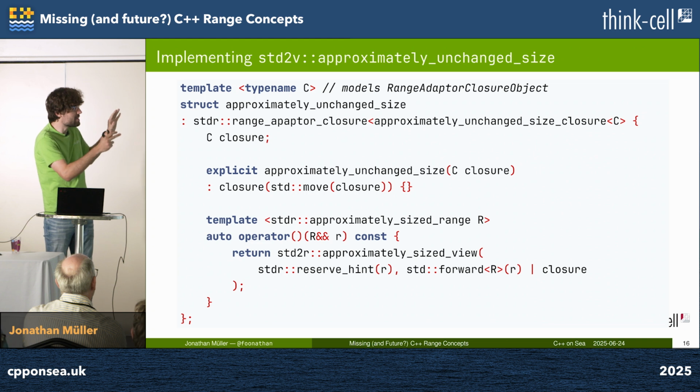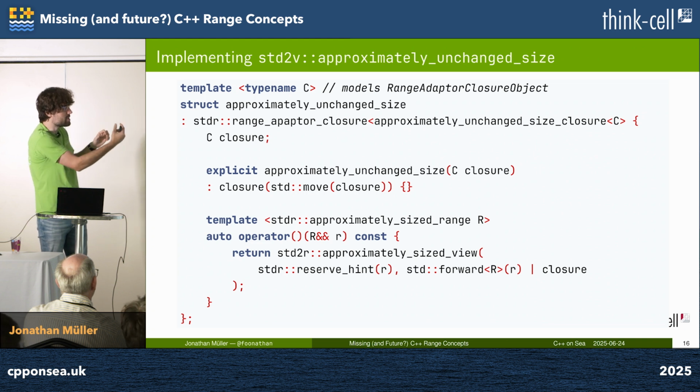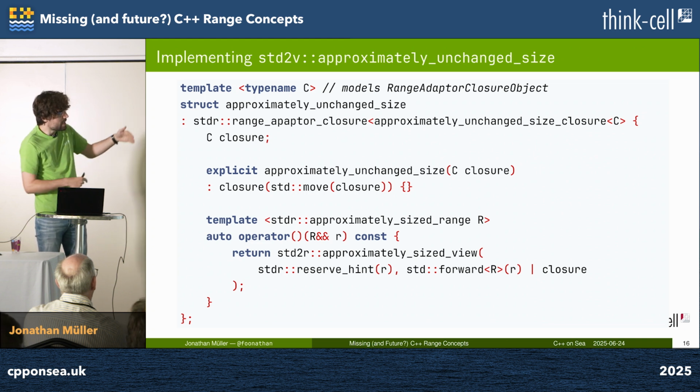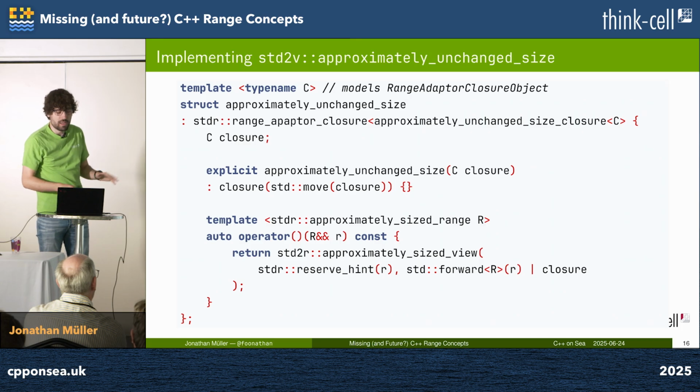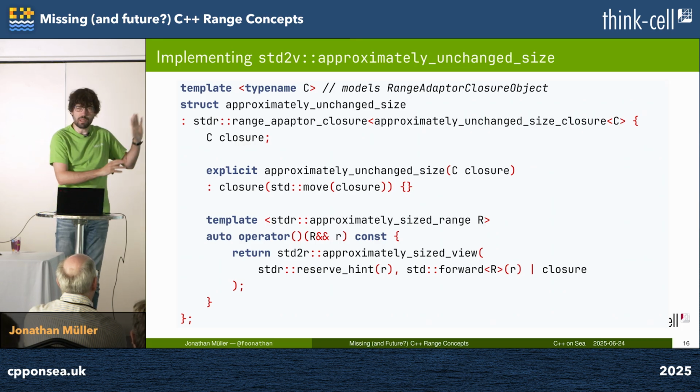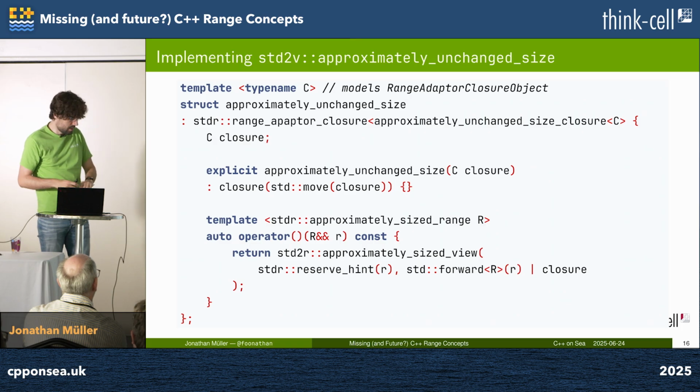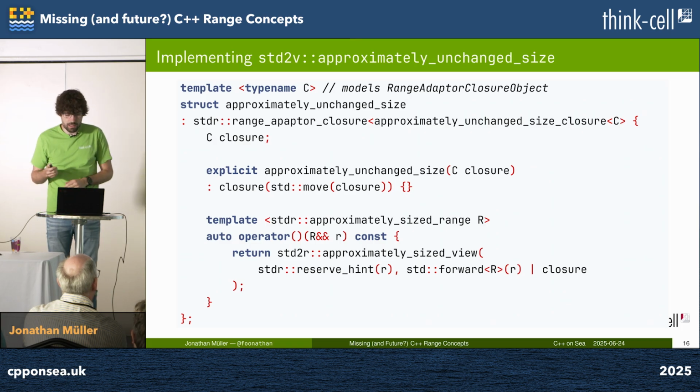But the idea is we've got this thing which takes the join as a constructor argument, and then we remember that. And then we have the call operator, which takes the input range, and we pass its reserve hint to the approximately sized thing, and also forward it to the closure. And this does what we want. It's just a nice, bit weird functional stuff that takes a while to figure out.